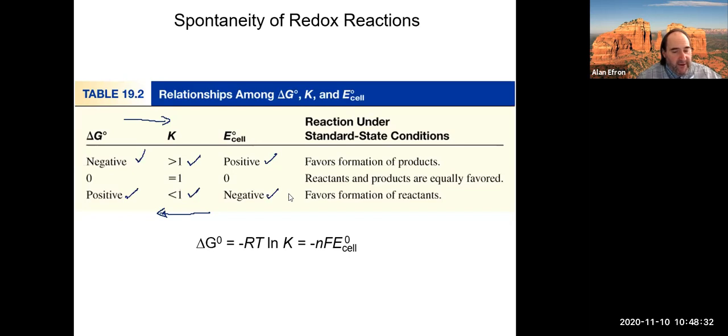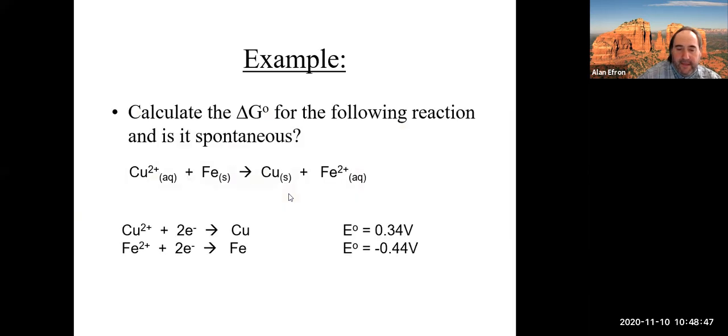And if you're at 0, reactants and products are equally favored, as our delta G would end up being 0 as well. Any questions on that one? All right, then see what you come up with here. Calculate the delta G for the following reaction, and is it spontaneous? So see what you come up with.